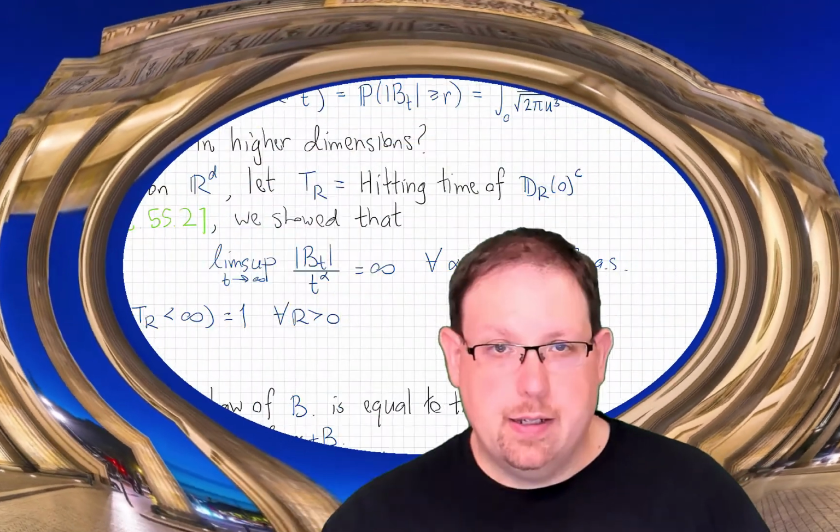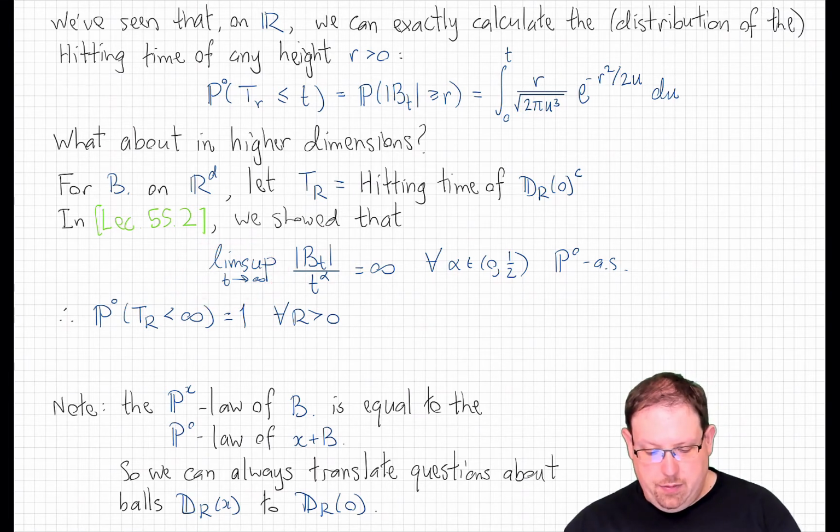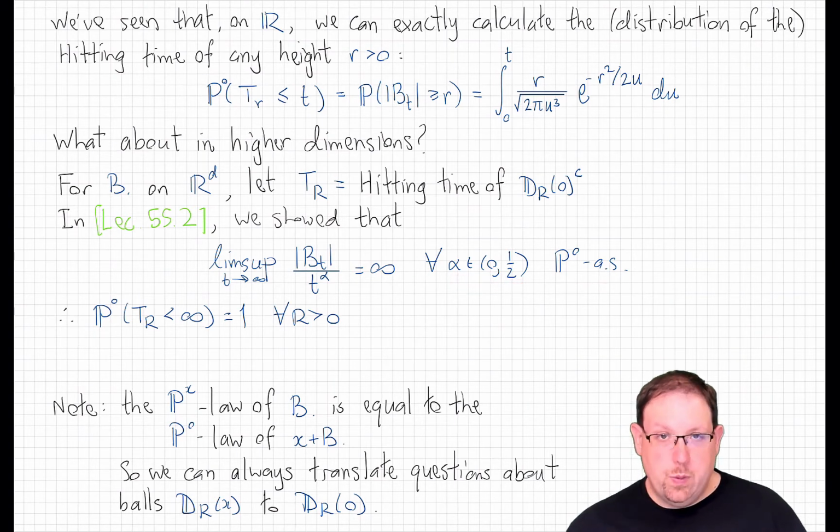Well, for starters, we've already said a lot about it when we studied its path properties in lecture 55, for example. All of the results about Hölder continuity of the paths locally and on large timescales applied to Brownian motion in R^d. In particular, in lecture 55.2, we showed that on R^d, the limsup as t goes to infinity of the modulus of Brownian motion divided by t to the alpha is infinite for any alpha less than 1/2, almost surely. We can derive some results about hitting times from that directly.